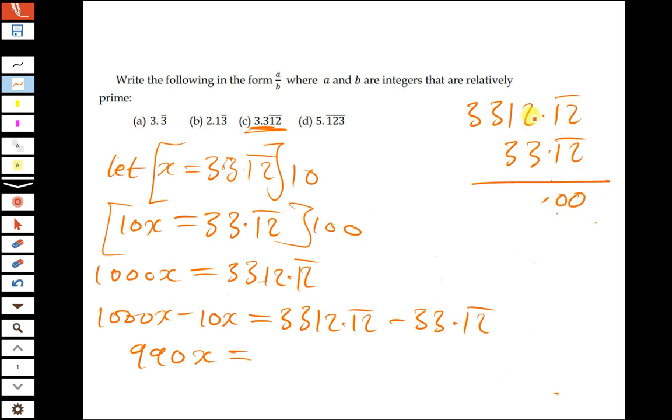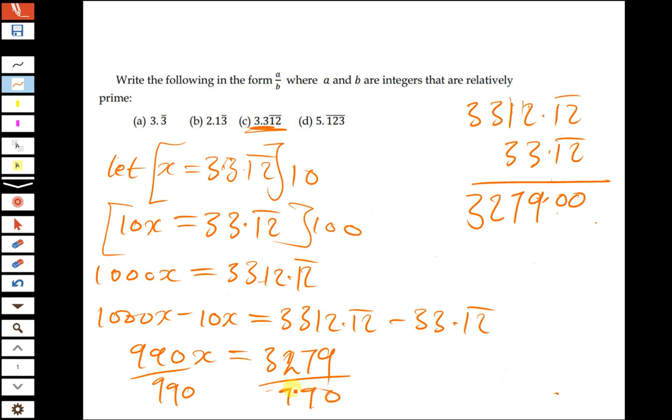then 2 minus 2 0, 1 minus 1 0. Then here 2 minus 3 we get 1 from there, 12 minus 3 we get 9, and then this is 10 minus 3 we get 7, and then this is 2 there, then we have 3. So 3279 we get 3279. So we divide everything by 990, even here 990.